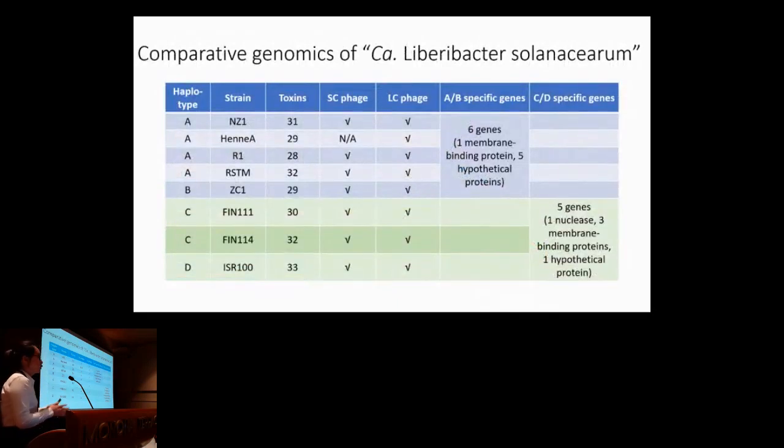Further, we also want to answer what genes contribute to the host specificity in Liberibacter. Here, we studied different haplotype genomes in Liberibacter solanacearum and conducted phylogenetic analysis. We found that there is no significant difference between different haplotype genomes in terms of the presence of toxin components and prophage loci.